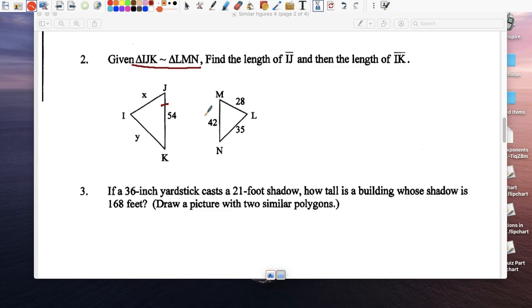So obviously this 54 and this 42 match, and then this x and this 28 correspond. So let's do those two first. Let's find x and then we'll find y. So let's call this triangle 1, triangle 2. In triangle 1, the ratio of x to 54 is the same as the ratio of 28 to 42.